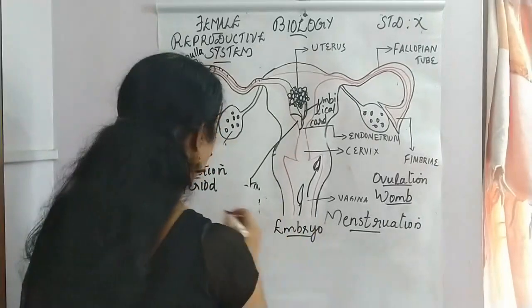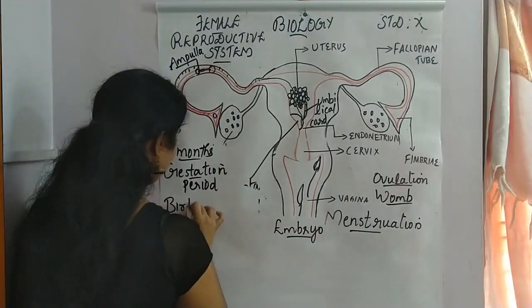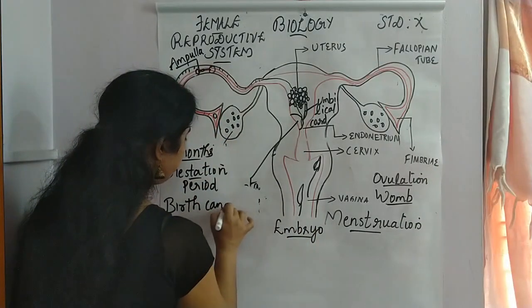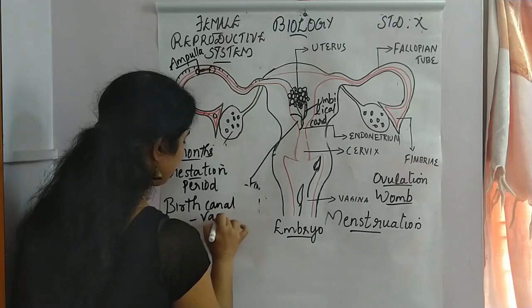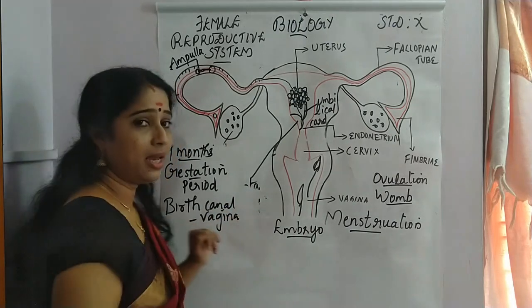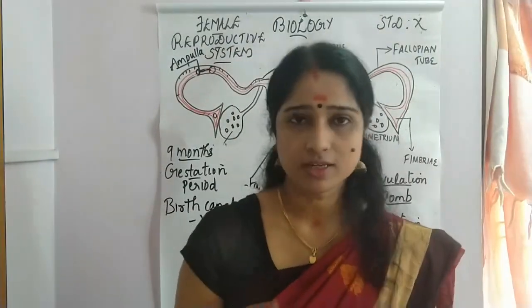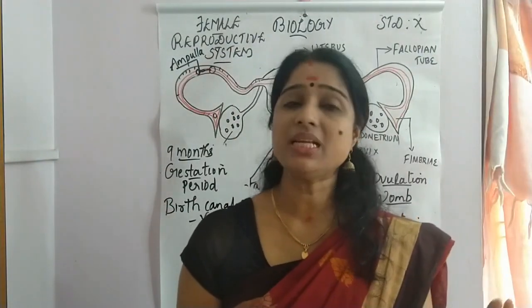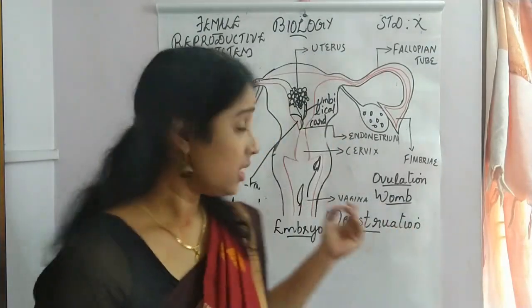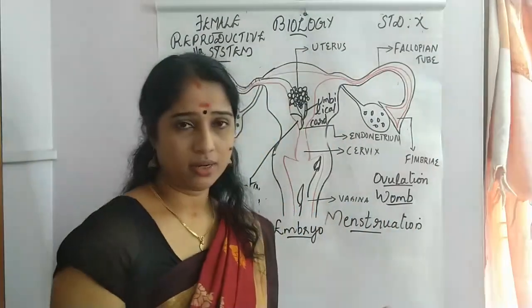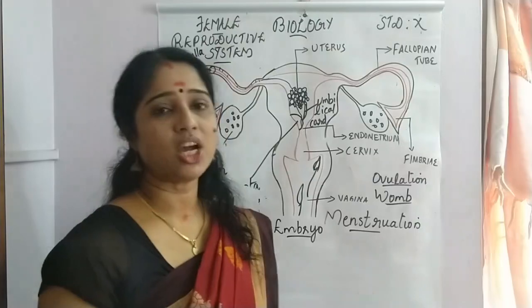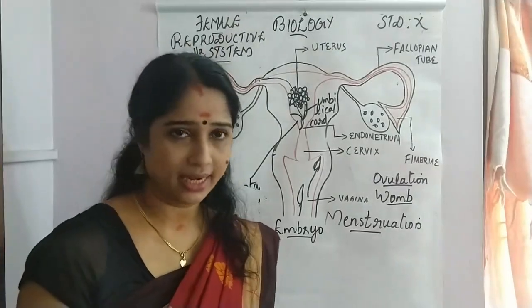The vagina is known as the birth canal. Why is it known as the birth canal? Because the baby comes out through the vagina in the case of normal delivery. It is because of that the vagina is known as the birth canal.